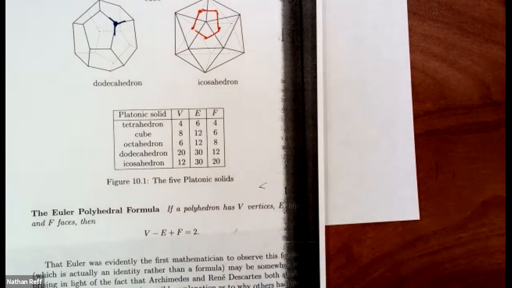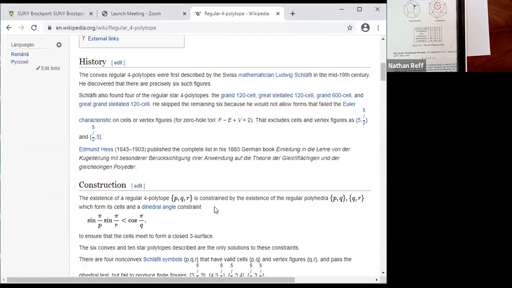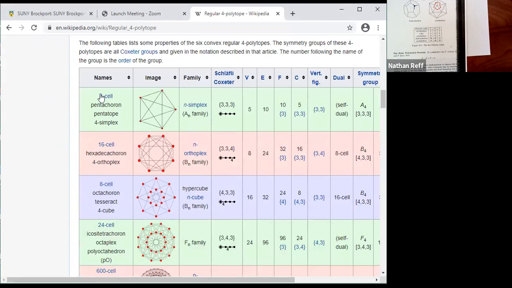Maybe now I can show you regular polytopes again. Hang on, let me share the screen real quick. Okay, so if you increase this requirement, let's look at the 5 cell.